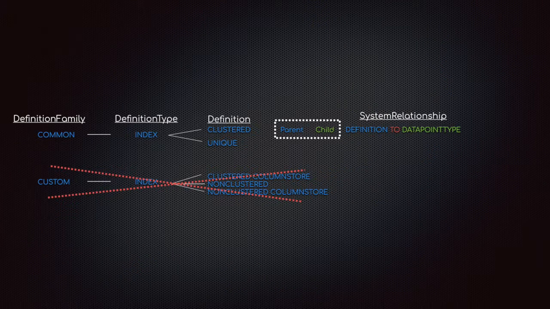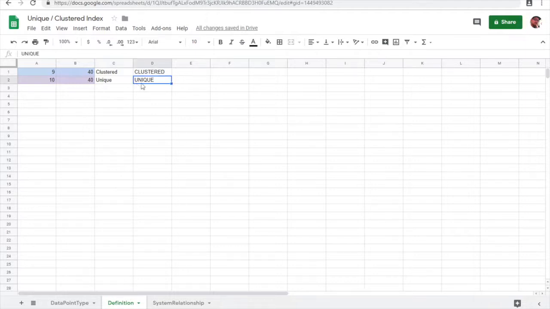So in this video, I'm just going to show you how I set up my definitions for common index, clustered, and unique, and then how I related those to the data point types and then put them in my system relationship table. So I love using sheets, and in one of my sheets I have my definition for clustered and my definition for unique, blue and purple respectively.